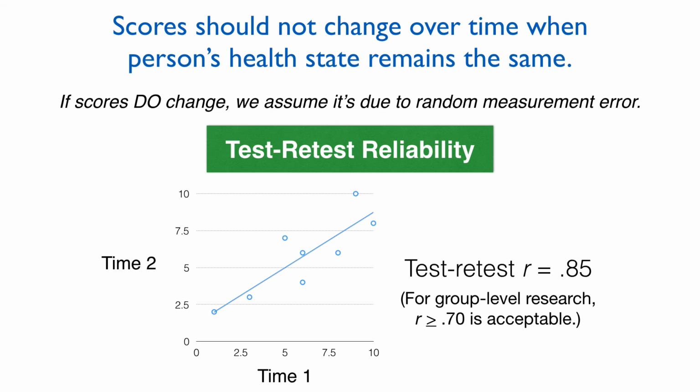And so I look at the relationship between those time 1 and time 2 scores, and here the test-retest correlation is 0.85. And generally for group level research, that is research where we're trying to make conclusions about how some groups might differ or what happens to groups over time, we would like to see a test-retest correlation of 0.7 or higher. So this correlation of 0.85 would be some very positive evidence of test-retest reliability.